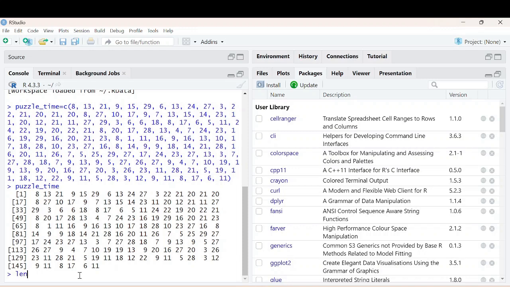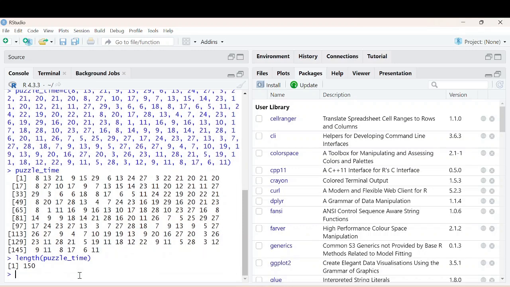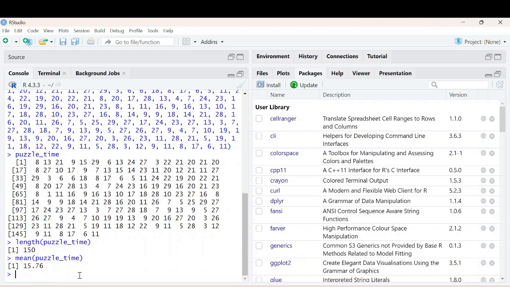Suppose we want to know how many data are there, you can give the command length of puzzle time: 150. So next we are going to find the mean. How will you find the mean? Very simple command: mean of, we have stored the data in the name of puzzle time. So you see 15.76 is the mean of the given data.